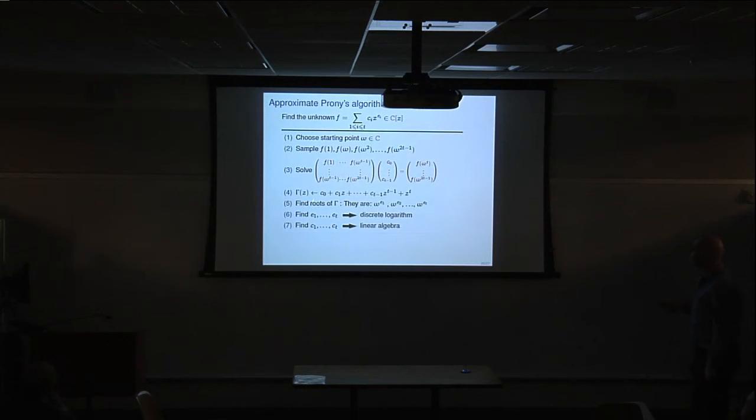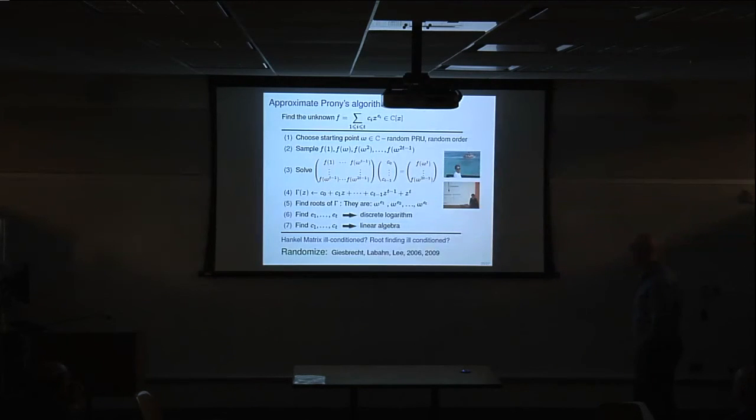And this discrete log problem may end up with the wrong answers, and the linear algebra here may be unstable. So all kinds of hell breaks loose in solving this problem numerically. In fact, so much so that the numerical analysts abandoned this algorithm to a large extent in the 50s and 60s. It really was because the Hankel matrix is ill-conditioned, the root finding is ill-conditioned. It's just generally bad.